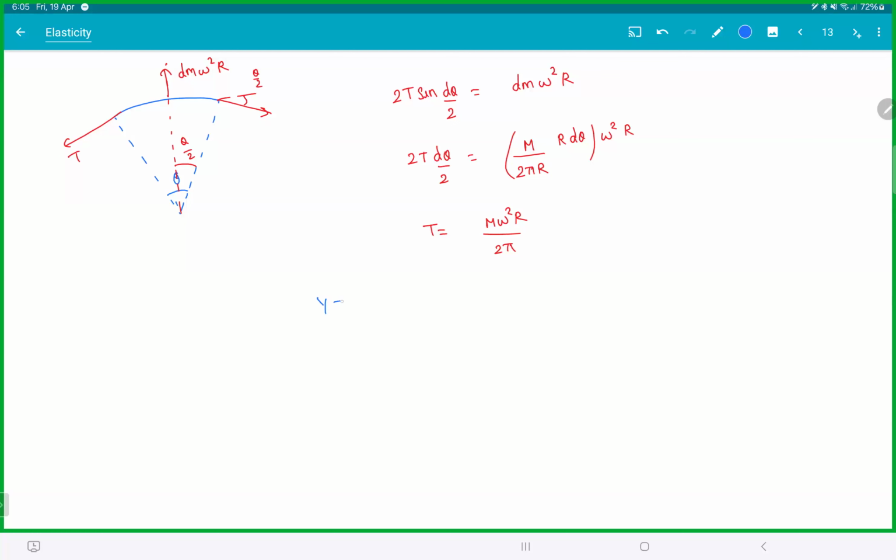Then we know Young's modulus is equal to tension times length by A delta L. From here we get delta L, that would be m omega square r, times length, which is 2 pi r, by 2 pi, A Y. 2 pi cancels, m omega square r square by A Y. But delta L is nothing but the change in circumference. So it is 2 pi (r plus delta r) minus 2 pi r. Isn't it? Delta L is the total change in length of the circumference. This is not the change in radius.